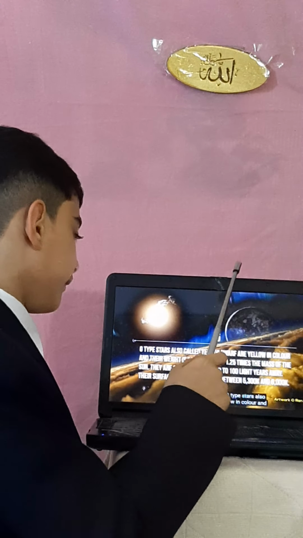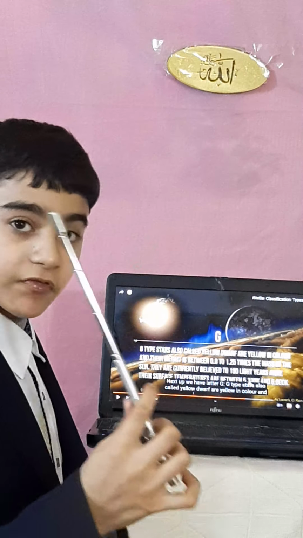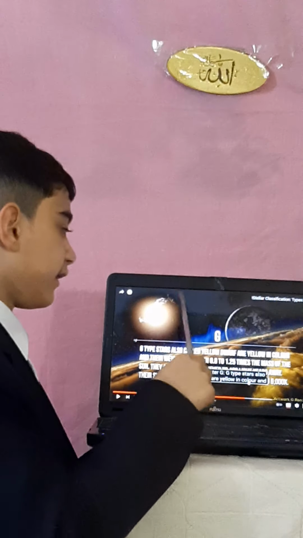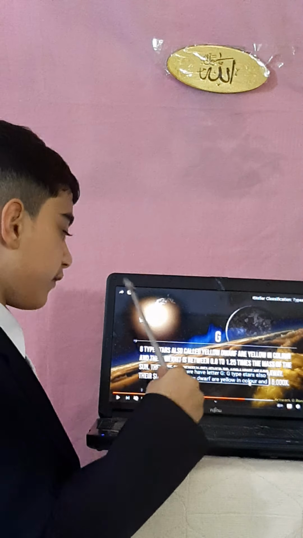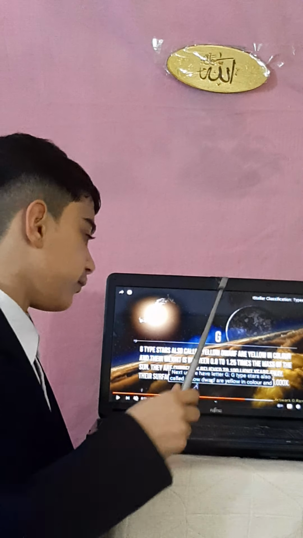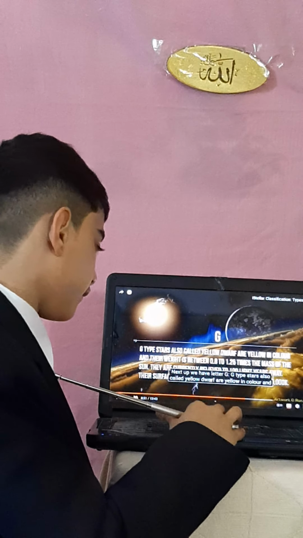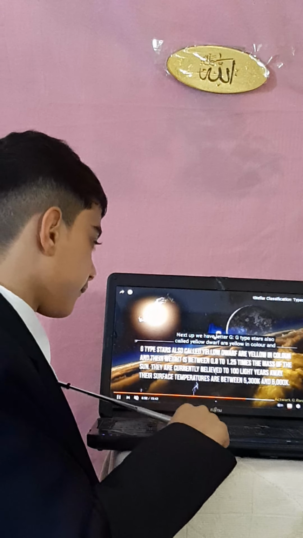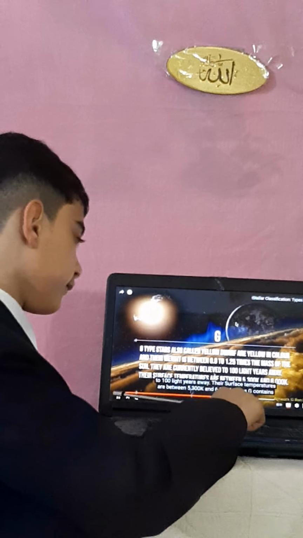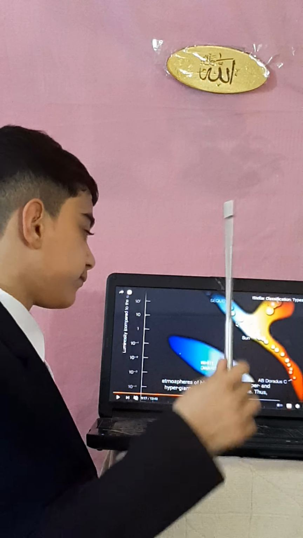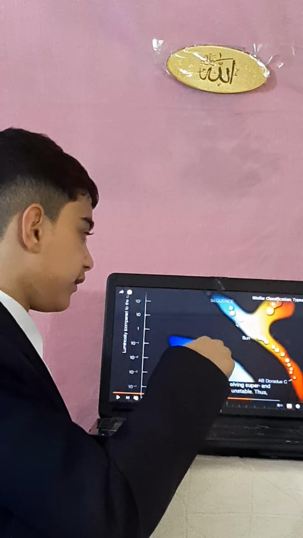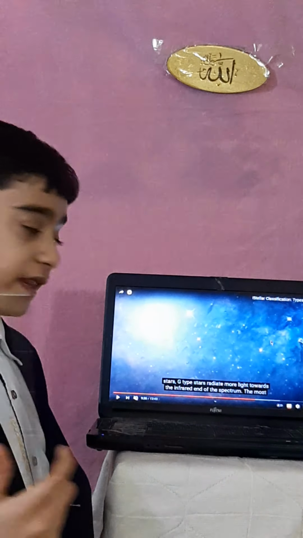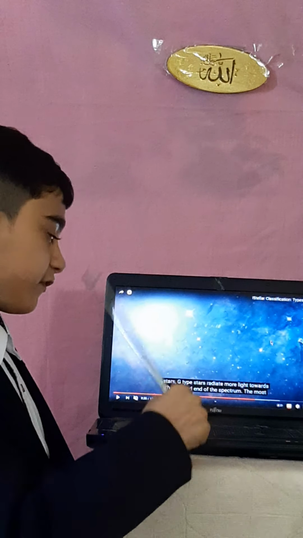And next up we have the G-type stars, also called yellow dwarfs because of their yellow color. Their mass is between 0.8 and 1.25 times the mass of our sun, and their surface temperatures are between 5,300 kelvins and 6,000 kelvins. This is the G-type star. G-type stars radiate more light towards the infrared end of the spectrum.